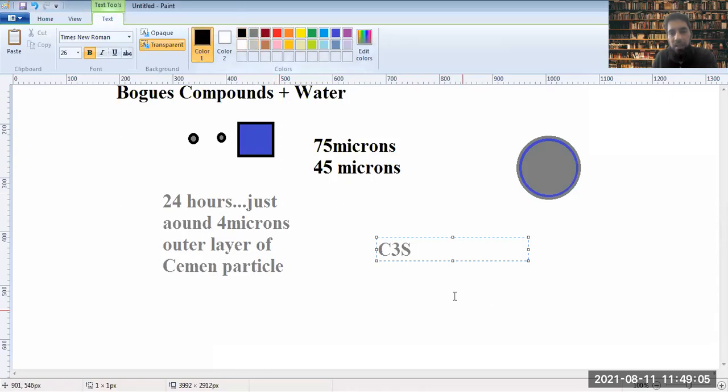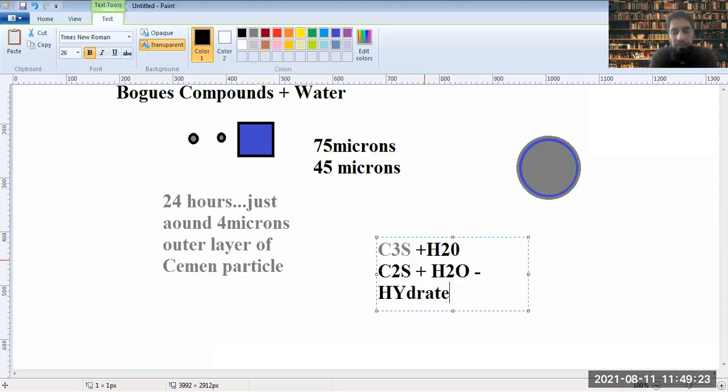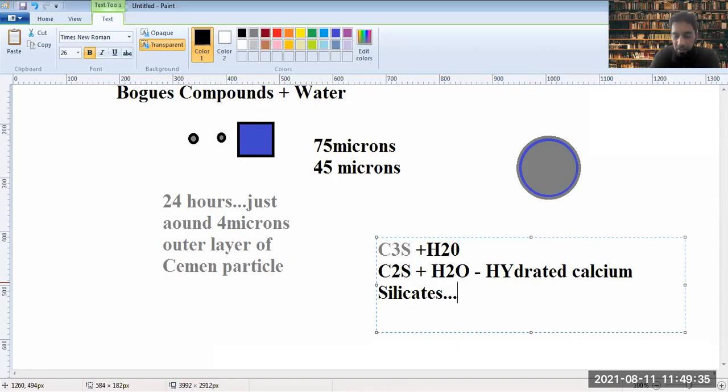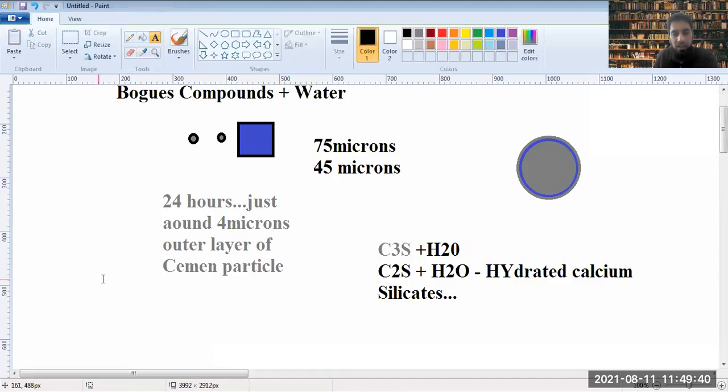Now, when you say C3S reacting with water, or you have C2S reacting with water, the final product that you will get is the hydrated calcium silicates. From these two, you will get the hydrated calcium silicates. Now, what is their shape and size? First of all, their composition.